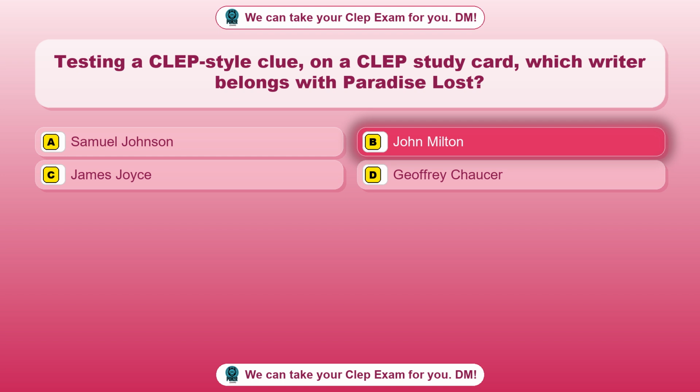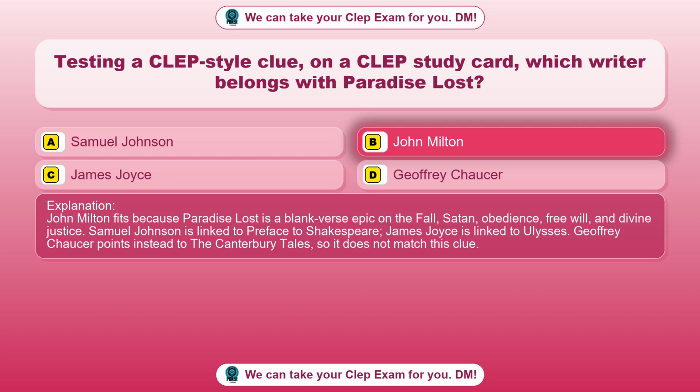John Milton. John Milton fits because Paradise Lost is a blank verse epic on the fall, Satan, obedience, free will, and divine justice. Samuel Johnson is linked to Preface to Shakespeare. James Joyce is linked to Ulysses. Geoffrey Chaucer points instead to the Canterbury Tales, so it does not match this clue.